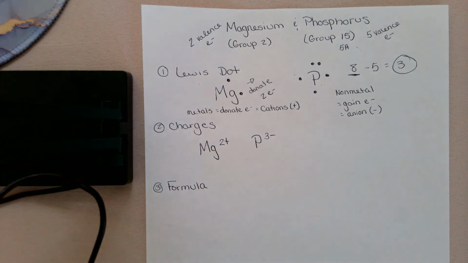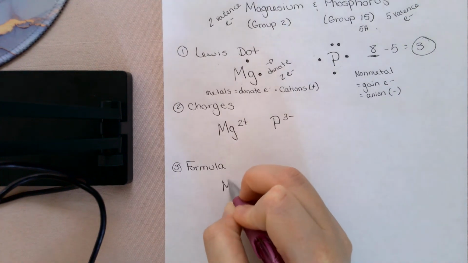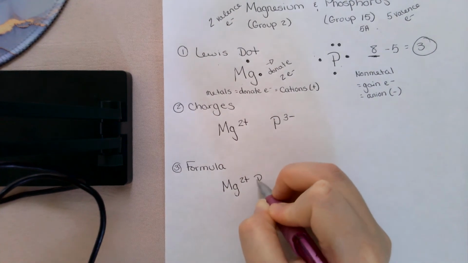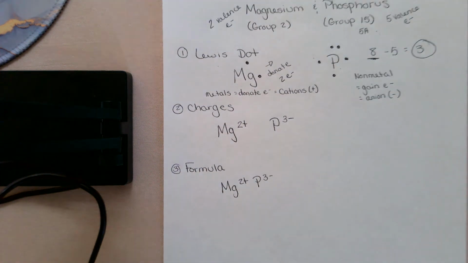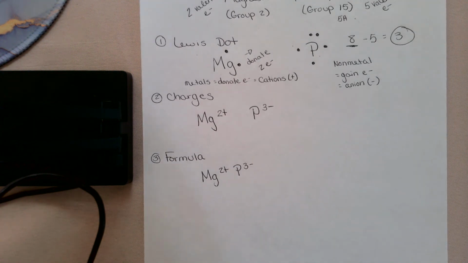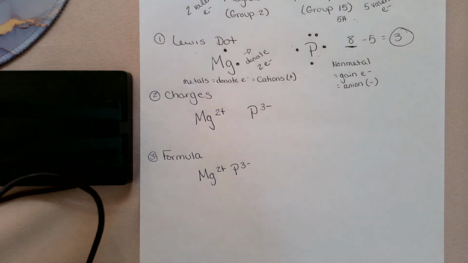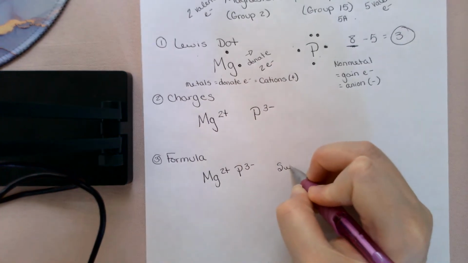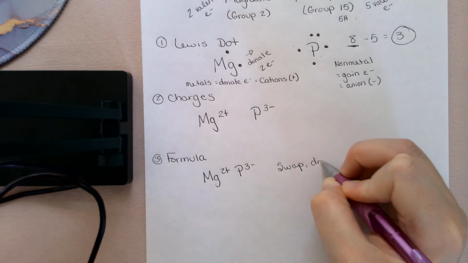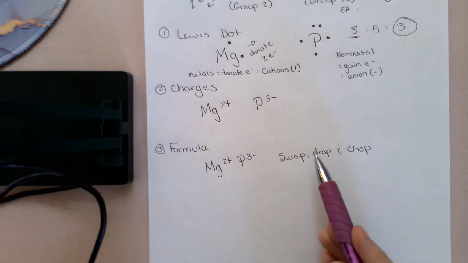So now we have our charges of our elements, and we have to put it all together, okay? So we've got our magnesium with our 2+ charge, and our phosphorus with our negative 3 charge. Remember, even though ionic bonds occur between ions, which have charges, the ionic compound itself has to be neutral, right? So we have to cancel those charges out, and we do that using the swap, drop, and chop, okay? So let's do the swap part.